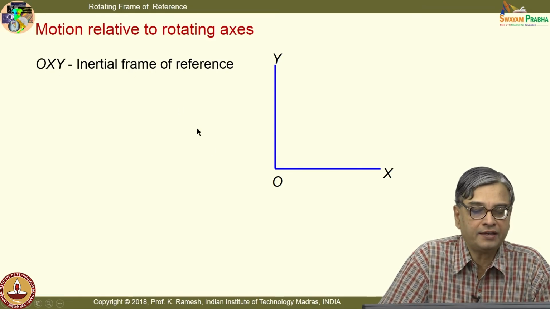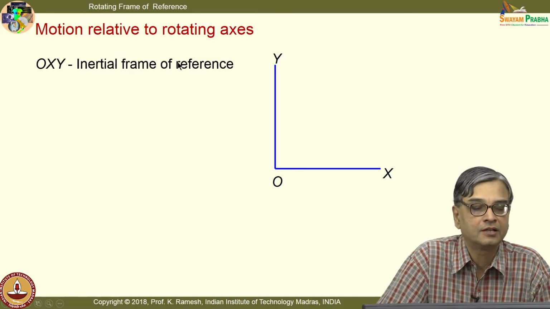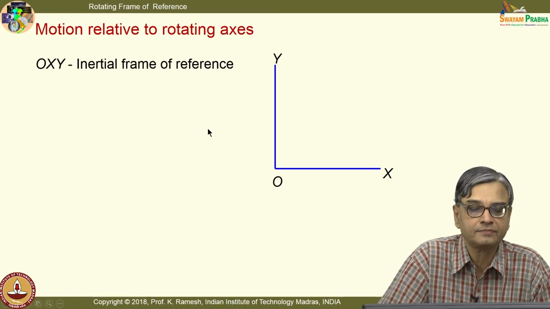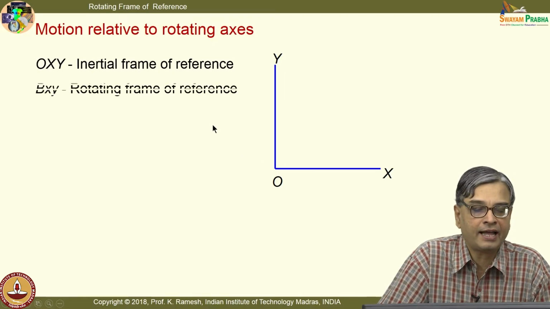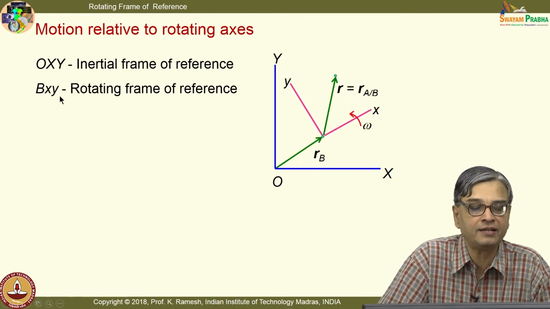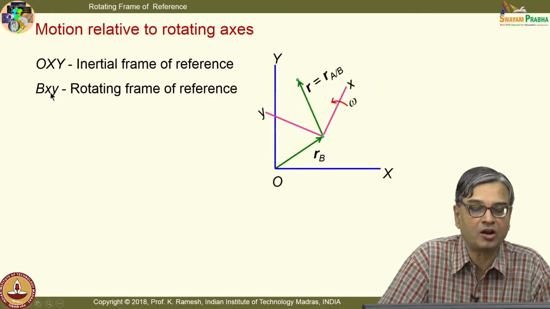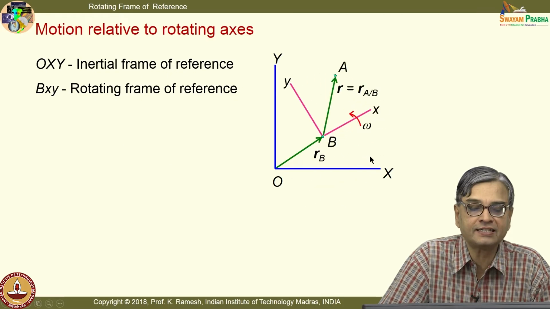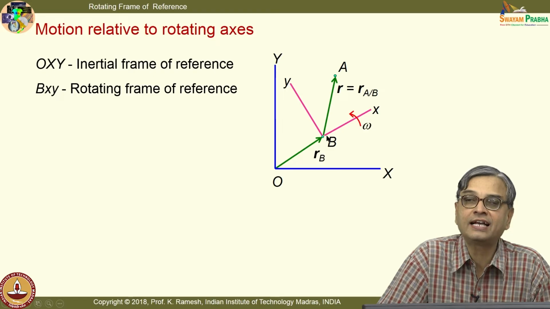So, I call the frame of reference O, capital X and capital Y. I call that the inertial frame of reference, because that is fixed. And I have a rotating frame of reference which is labeled as B x y, where these x and y are small. These are capitals and these are small. To emphasize that this is a rotating axis, I have shown that this is rotating. The origin of this rotating axis is labeled as capital B.